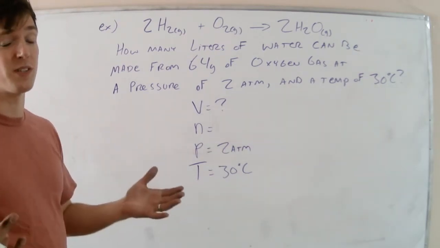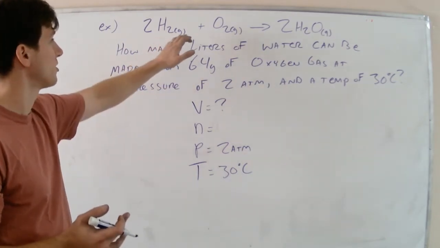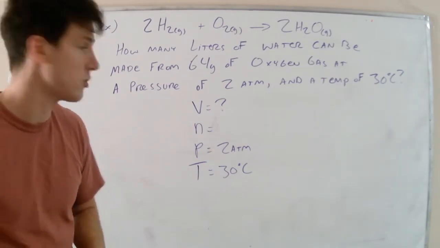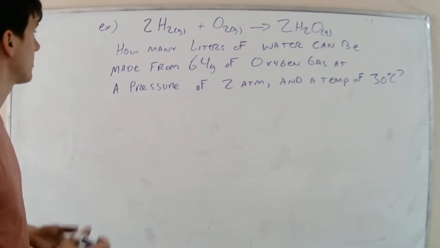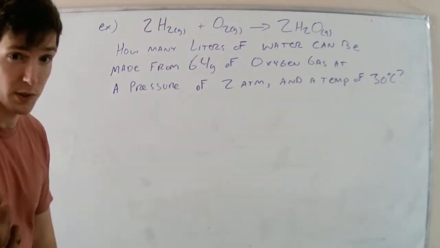So it looks like they gave us grams of oxygen gas, but we want liters of water. So it looks like we're going to have to use some stoichiometry here. Let's go ahead and do that. Let's solve for this. Let's balance it. I just left it balanced because we did it last time.